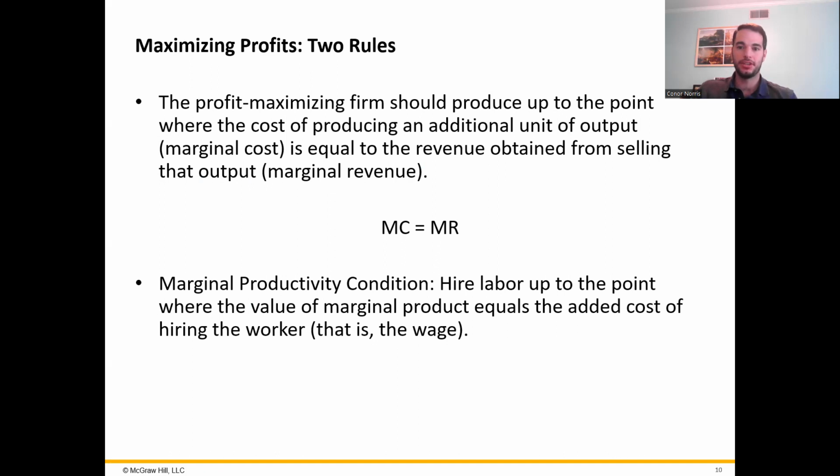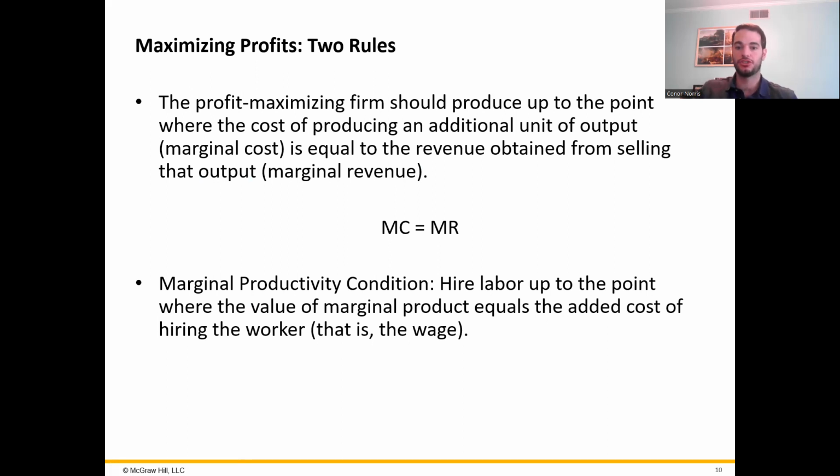Marginal revenue is the additional revenue that the firm earns selling one more unit of output. The marginal cost is the additional cost that the firm incurs from producing that unit of output. If the firm is maximizing profits, they will produce up to the point where the marginal revenue equals the marginal cost. If they stop producing before that, when the marginal revenue is greater than the marginal cost, they're in effect leaving money on the table.